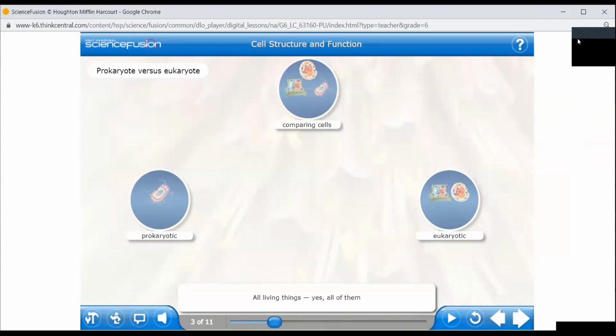Where is it? Where is the DNA present in prokaryote? In cytoplasm. I know that prokaryote has DNA, but that DNA is floating in the cytoplasm.